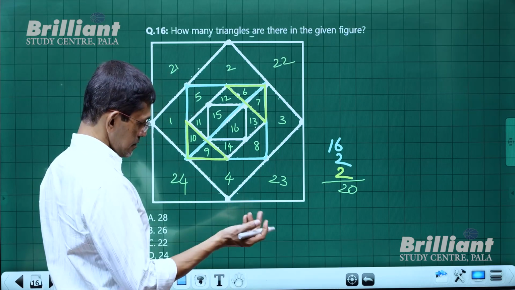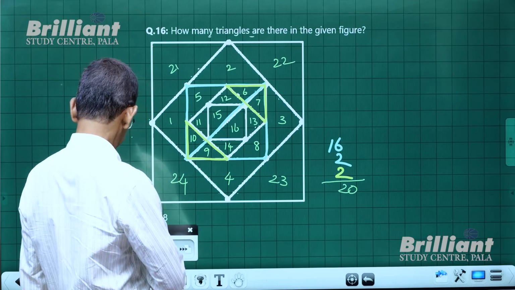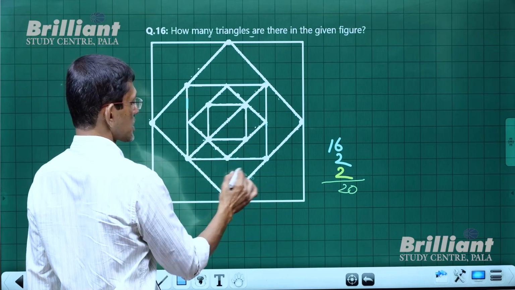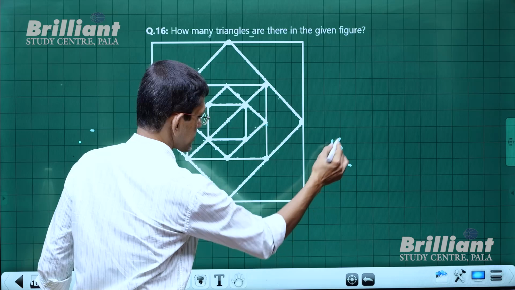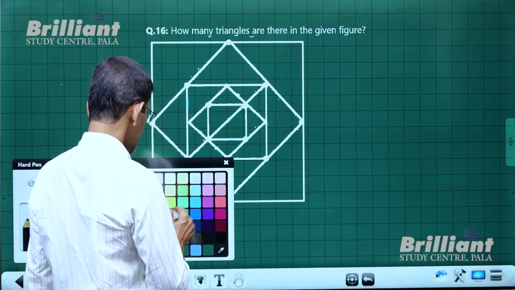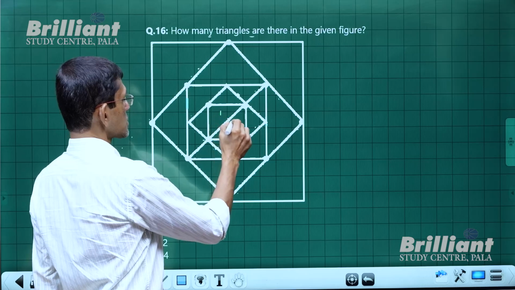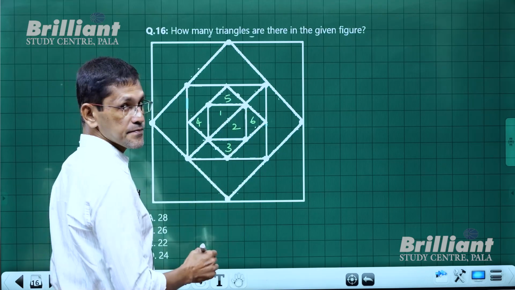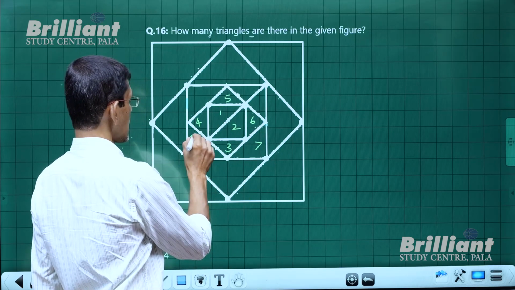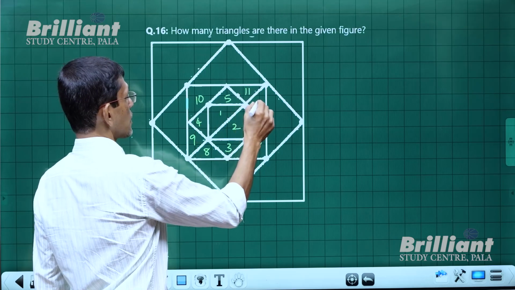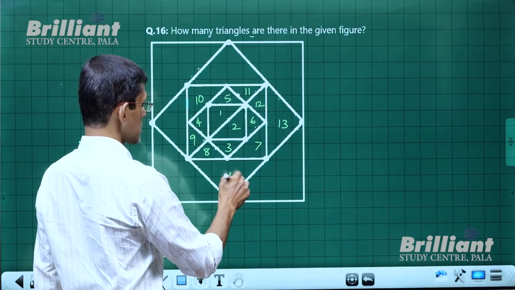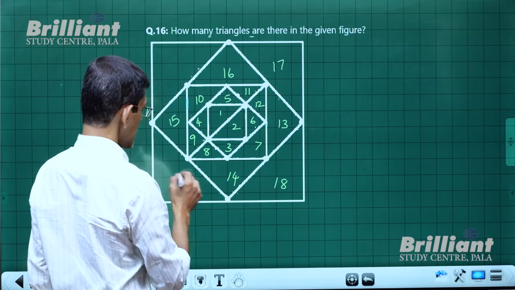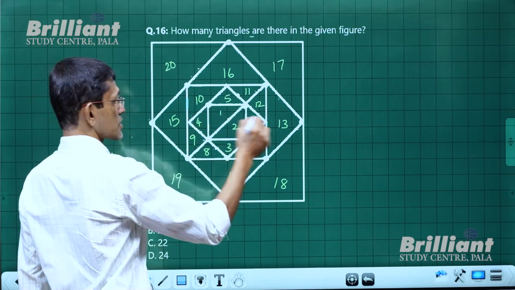Or, well, let's do this counting the other way. You can do that counting the other way. Other way means you can start from the center. So how do we do it? Similar thing. So this is 1, this is 2, 3, 4, 5, 6, and 7, 8, 9, 10, 11, 12, 13, 14, 15, 16, 17, 18, 19, 20. Well, so far 20.